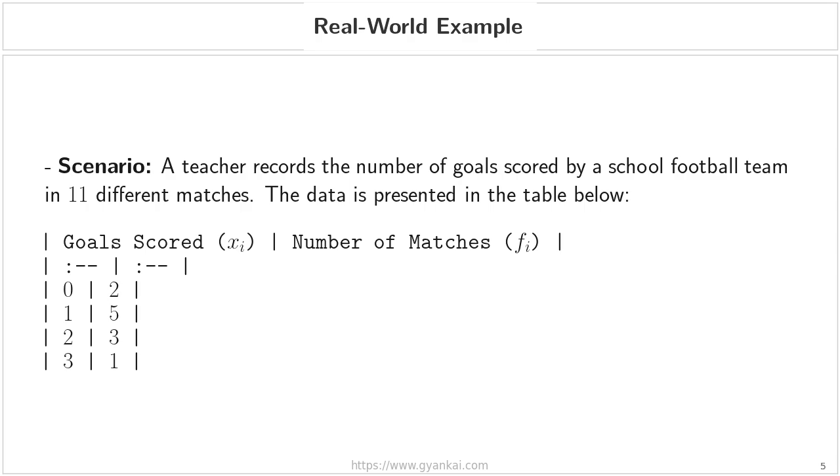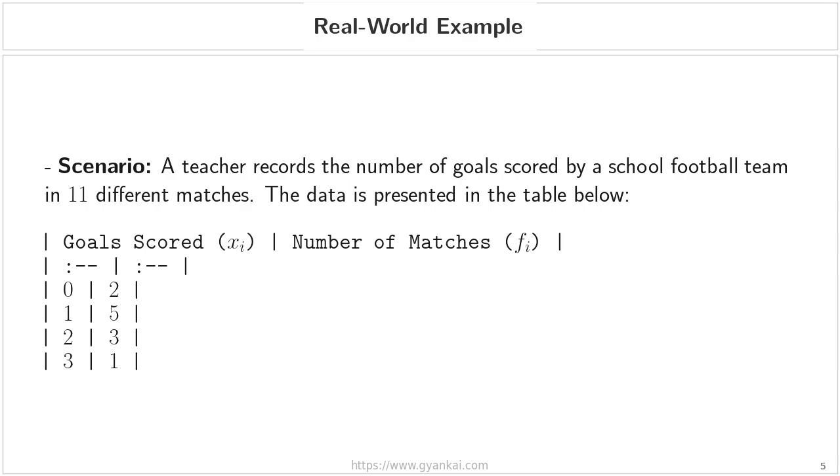They have recorded the number of goals scored in 11 different matches. Instead of just giving us a long, messy list of numbers, the data is organized neatly into a frequency distribution table, just like the one you see here. In the first column, which we call x sub i, we have the number of goals scored. So, the team scored 0 goals, 1 goal, 2 goals, or 3 goals.